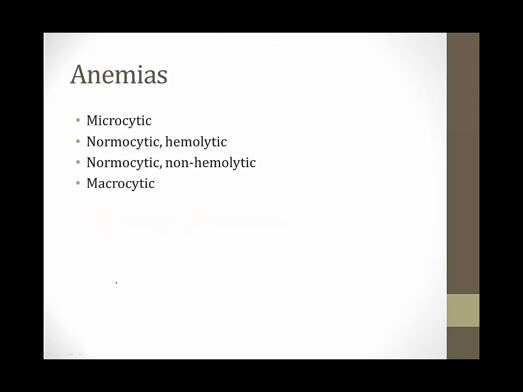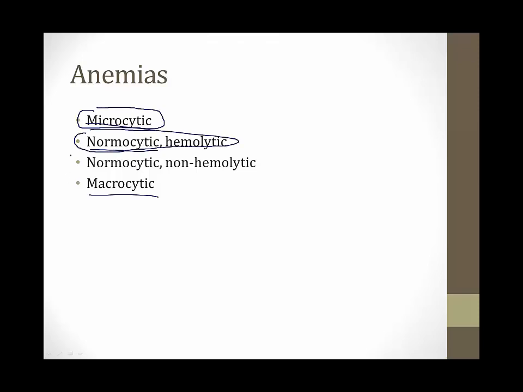By way of review, anemias can be divided up by the size of the red blood cells. There are microcytic anemias where the red cells are small, there are normocytic anemias where the red cells are normal in size, and then there are macrocytic anemias where the red blood cells are large. We have another module on the microcytic anemias, and I have a couple of modules on the hemolytic anemias.